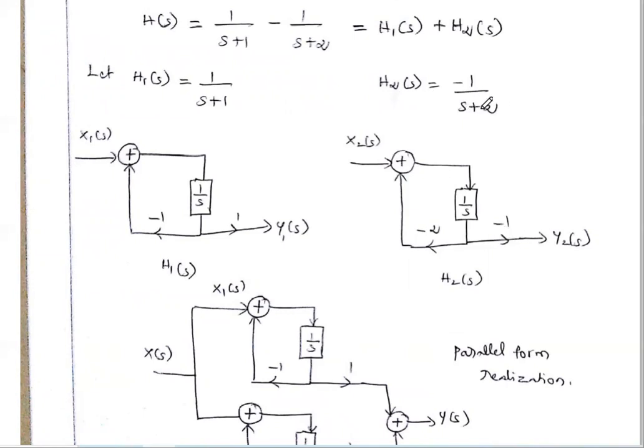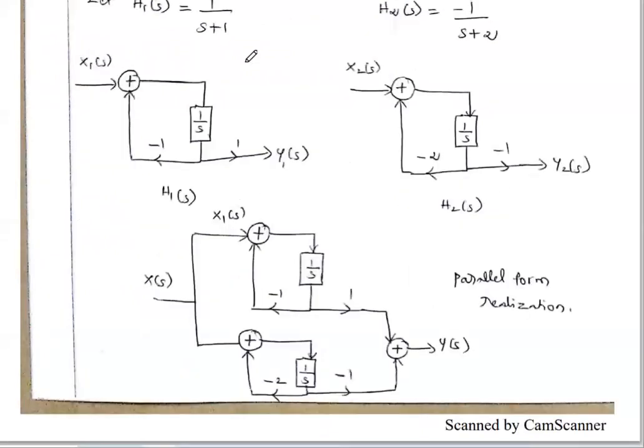Here in the denominator, instead of -1, -2 is there, and in the numerator -1 is there. So this is the diagram of H1 of S, and this is the direct form 2 realization of H2 of S. So what is the next step?